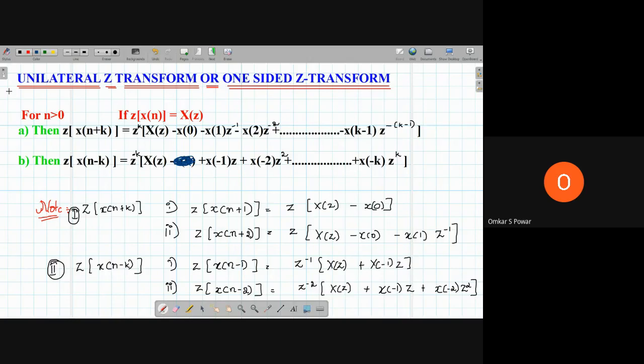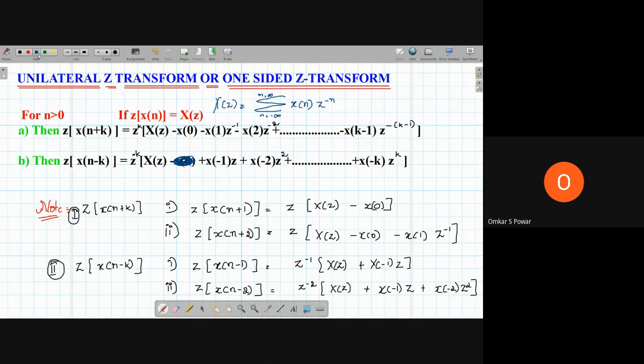So as I've discussed previously, the Z transform, if you see the formula, it is defined from summation n varies from minus infinity to infinity x of n z to the power of minus n. So what is our formula for z transform of x of n? Summation n varies from minus infinity to infinity x of n z to the power of minus n. So this was our formula for z transform of x of n.